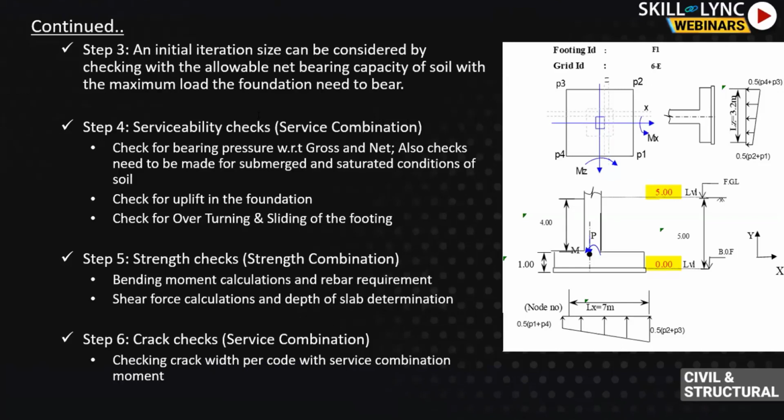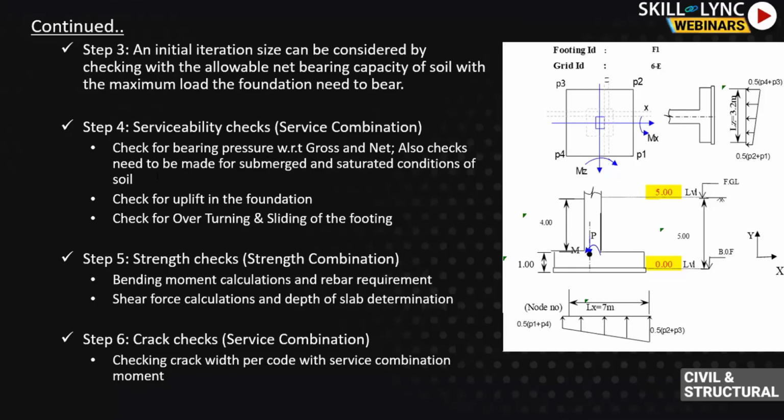And what do we need to check initially for serviceability? The first thing which one might need to check is the check for bearing pressure with respect to gross and net. The entirety of the load, along with its surcharge and the moment and the total vertical force, has to be borne by the bearing strength of the soil. The difference between gross and net, I will come to during the explanation of my next slide. And also, checks need to be made for submerged and saturated conditions of soil.